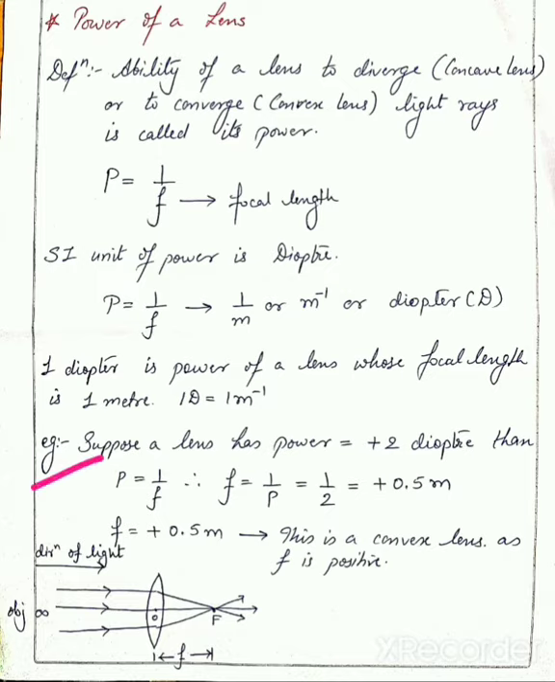Suppose in the first example we have a lens whose power is +2 diopter. Then what will be its focal length? I know this formula, power is equal to 1 upon focal length. So from that I'll make F the subject of the equation. Focal length is equal to 1 upon P. What was the value of power? It was 2. So 1 upon 2 will give me 0.5 meter. Why meter? Because this is focal length. So I obtained the focal length of the lens as 0.5 meter.